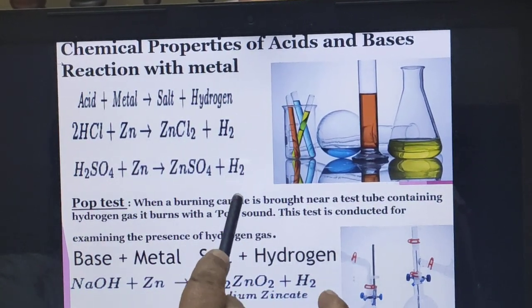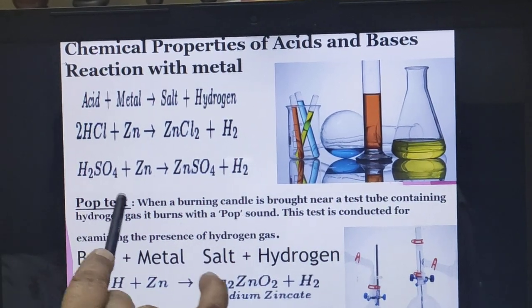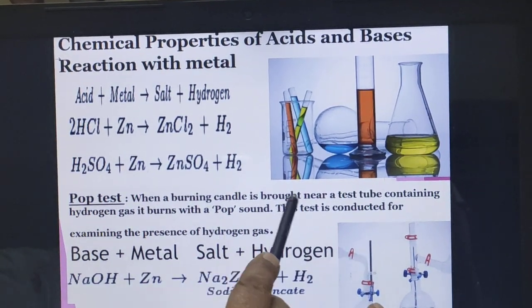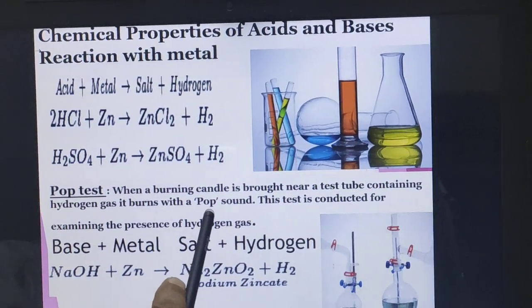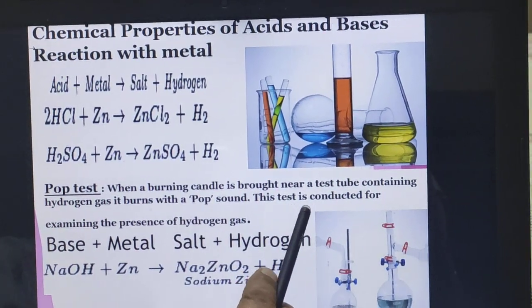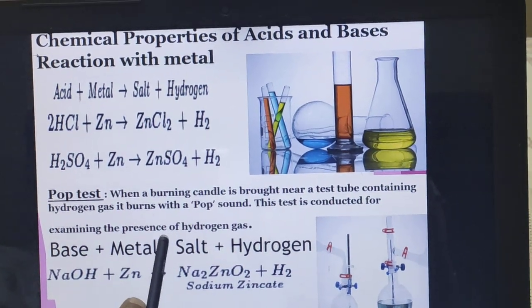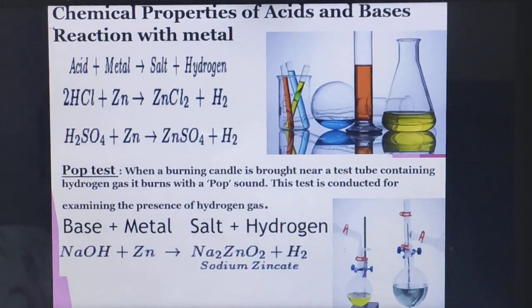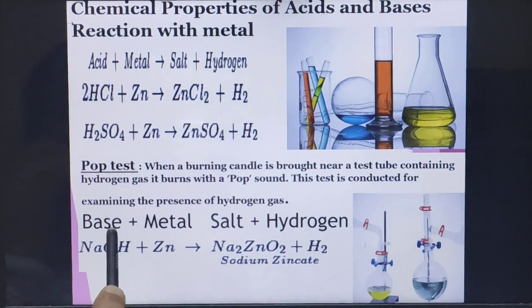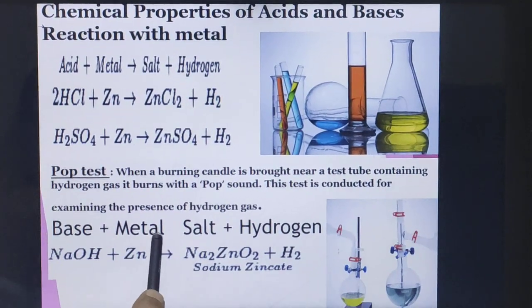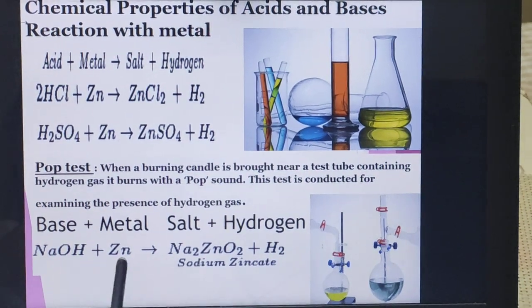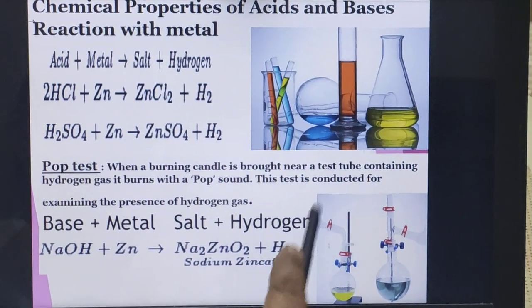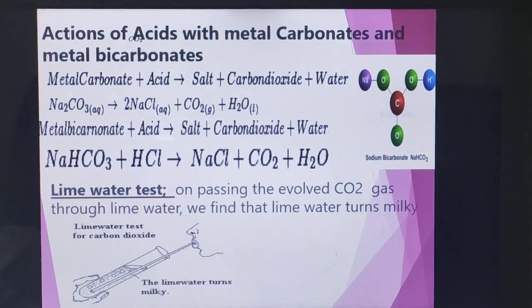Now, how are we going to know that hydrogen is evolved? This is known as the pop test. When a burning candle is brought near the test tube containing hydrogen gas, it burns with a pop sound. This test is conducted for examining the presence of hydrogen gas. In the same way, base and metal react with each other. It produces salt and hydrogen. Sodium hydroxide with zinc gives sodium zincate and hydrogen.